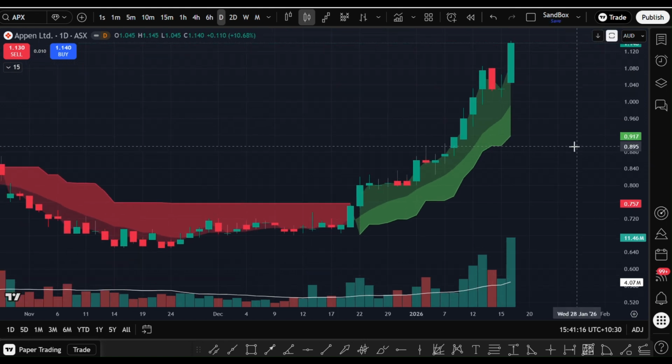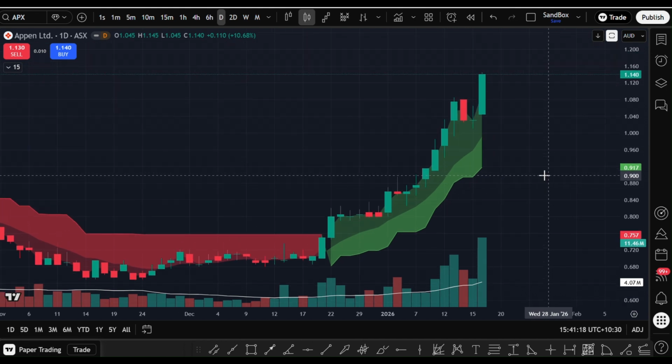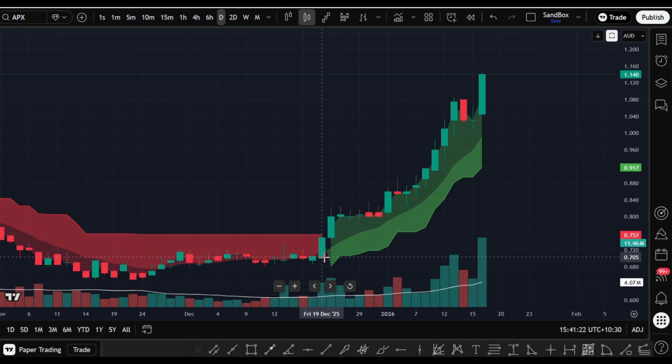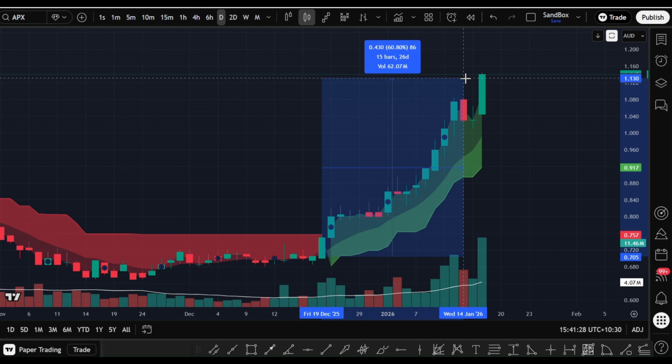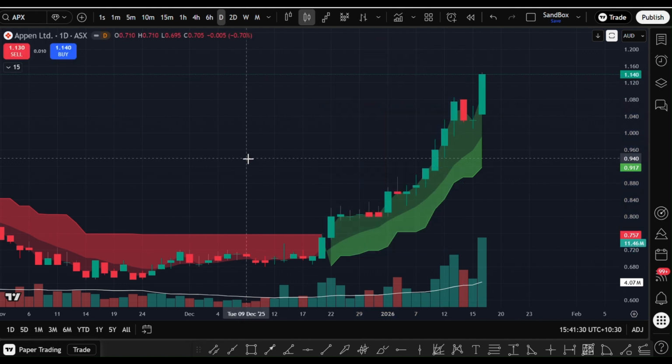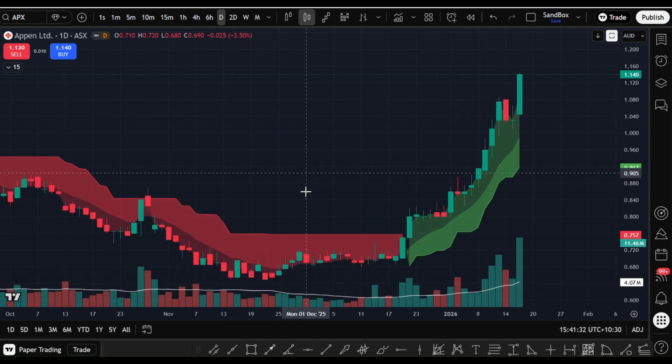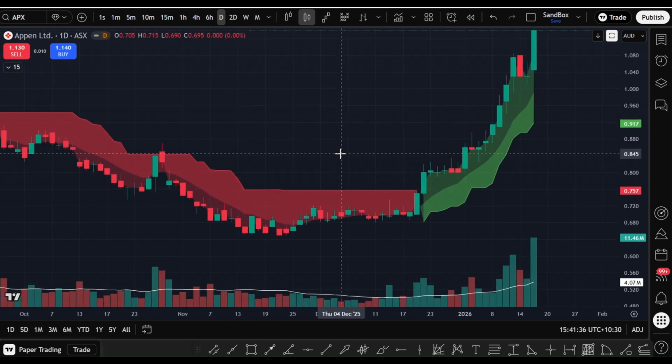This has really given some stupendous returns since around the 19th of December. We can see it has given a return of around 60% during this time period. And the indicator that we are using is the Super Trend, with the default settings of 10 and 3.